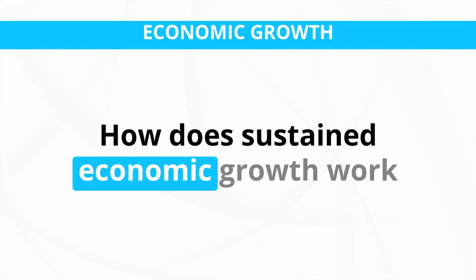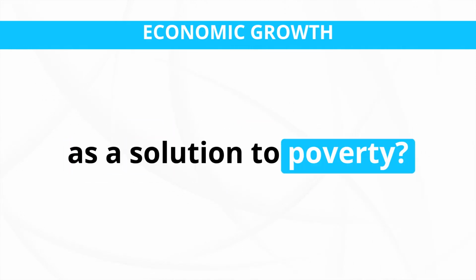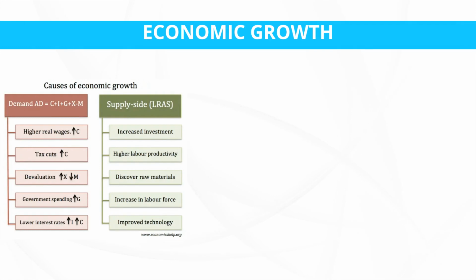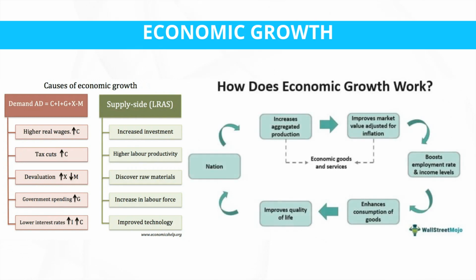How does sustained economic growth work as a solution to poverty? The process of sustained economic growth as a solution to poverty can be summarized in several steps. Increased investment. As the economy grows, businesses and investors are more likely to invest in expanding production capacities and new ventures, creating job opportunities, rising wages and incomes. With increased economic activity, demand for labor rises, leading to higher wages and improved incomes for workers.